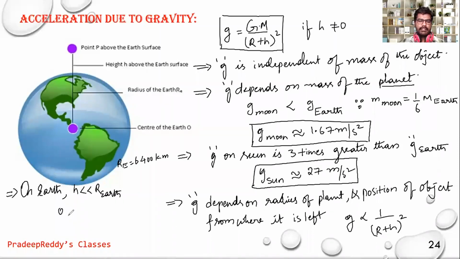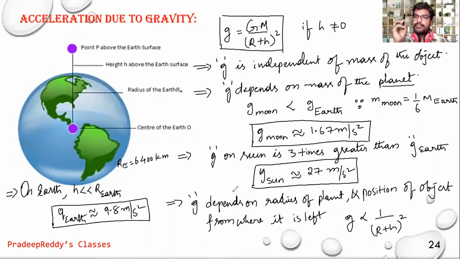and on the surface of the earth, g is nearly equal to 9.8 meter per second square. This is treated to be constant, where h is less than radius of the earth. If h is very much less than radius of the earth, then you can take g as 9.8 meter per second square. Rounding this off, 9.8 can usually be taken as 10 meter per second square. So in the previous chapters, wherever we have got acceleration due to gravity, in most of the problems, for simplicity, I always took g as 10 meter per second square, right?